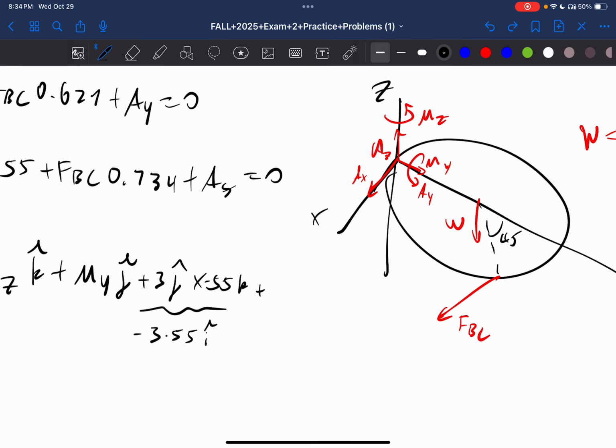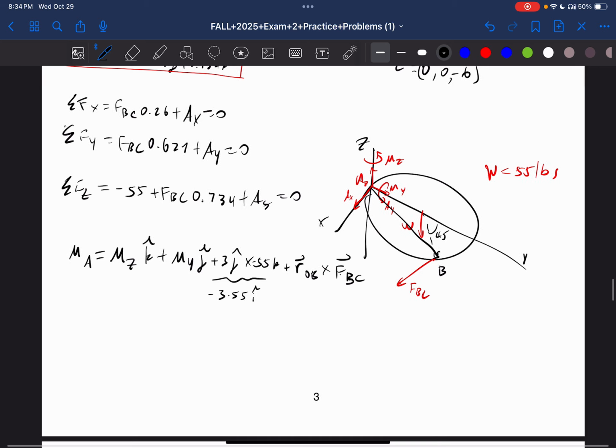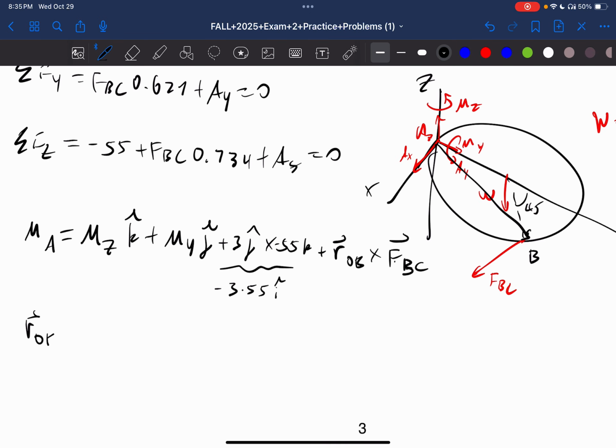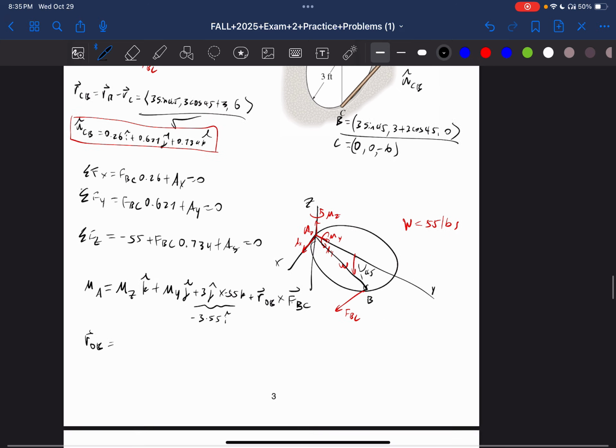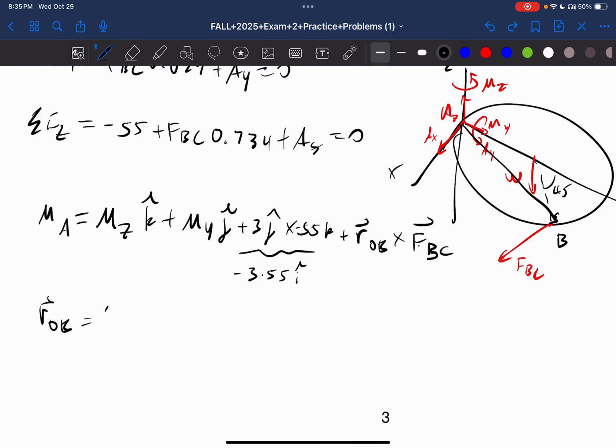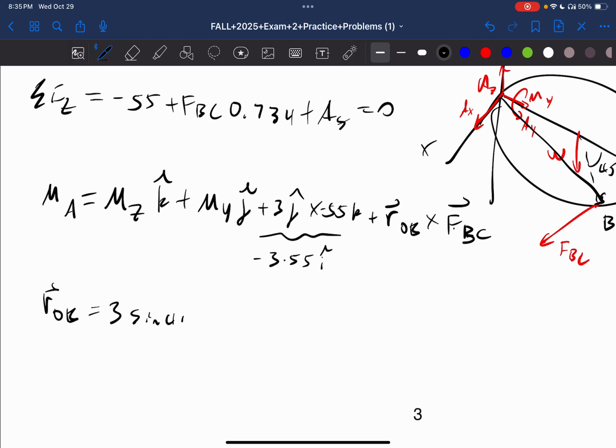this. So plus from here to here. So what point is that again? That's B. So R from O to B cross F_BC. And we need to find out where O to B is. So R_OB is going to be equal to, okay, we need to find what point B is. Oh, we already did that. It's right up here. Okay. So let's just write it out. 3 sine 45 in the I direction.